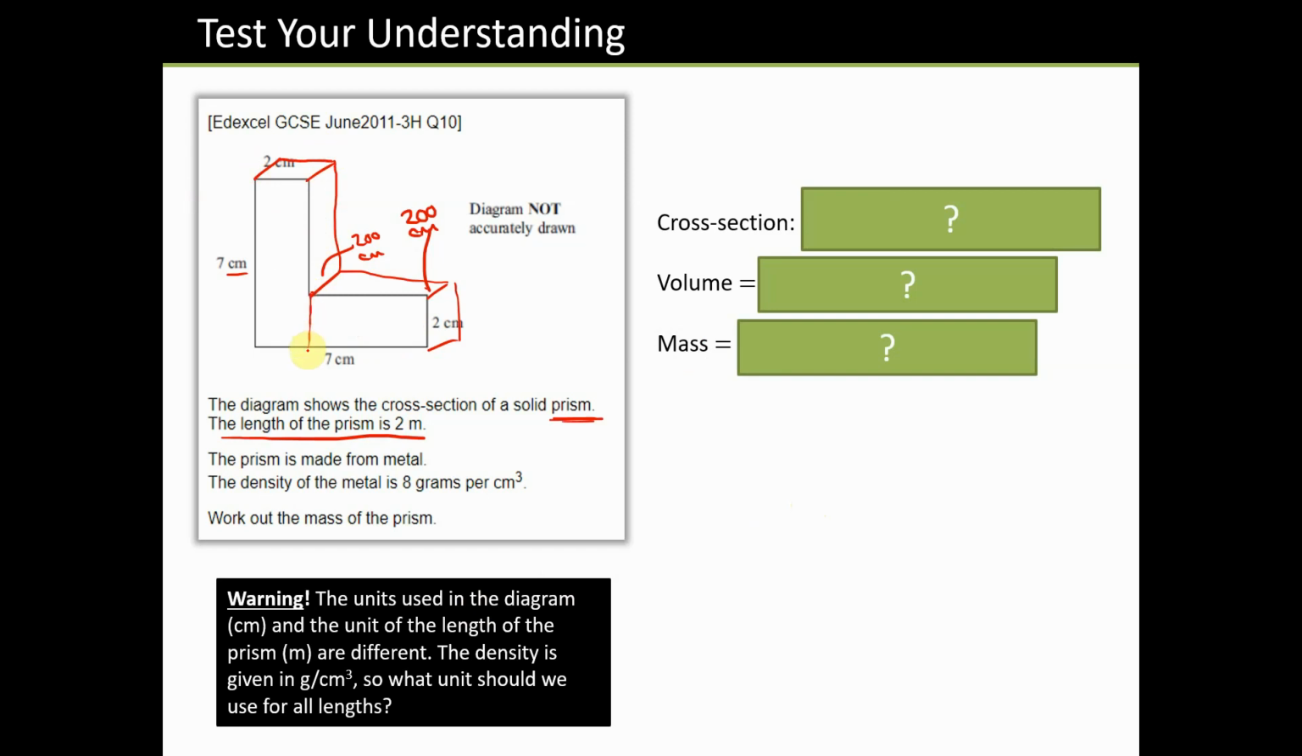So if I split this, this is going to be a length of 2, so this is going to be a length of 5. So I've got a rectangle which is 5 by 2 and a rectangle which is 2 by 7. So this is going to be an area of 14, this is going to be an area of 10. So my cross section, which is the fancy name for the front face, is going to be 24. So then the volume is going to be 24 times 200, which gives me 4,800.